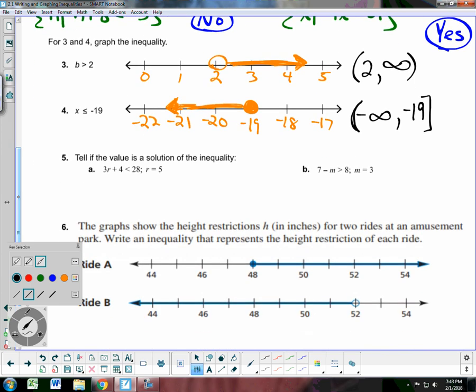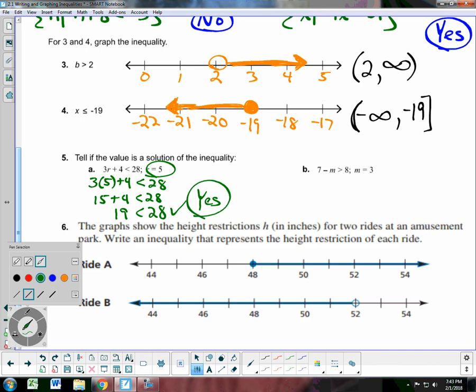Numbers 5 and 6, or 5 is A and B. We are going to check if the value is a solution. So here's an inequality, and it's asking, will this work when r is 5? Well, let's plug 5 in, so that'd be 3 times 5 plus 4. Is that less than 28? Well, that's 15 plus 4, and 15 plus 4 is 19. Is 19 less than 28? Yes, it is. Therefore, 5 can be a solution for r.